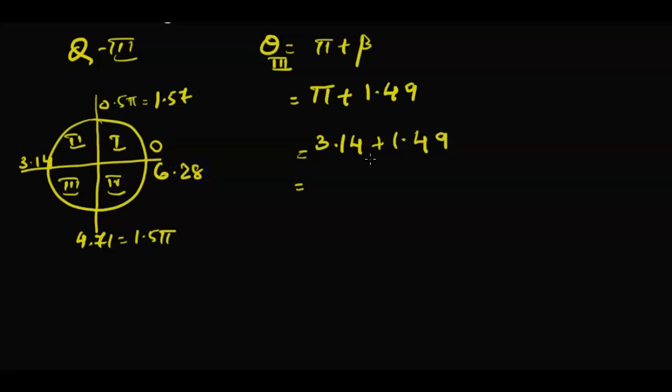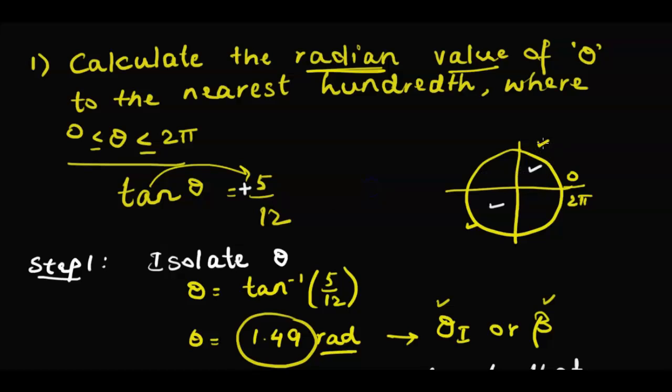Now coming back to this problem, 3.14 plus 1.49 is equal to 4.63. Therefore, the two answers that we got are one from the first quadrant, and that is equal to 1.49 radians, and the second answer is from quadrant number 3, and that is theta equal to 4.63 radians. So for both 1.49 radians and 4.63 radians, the tan ratio is going to be positive 5 over 12. Let's do another example for the sake of practice.